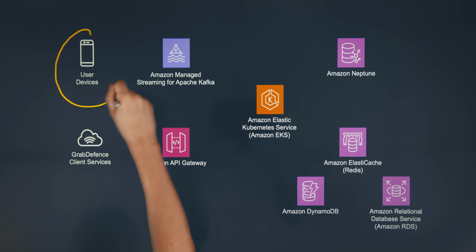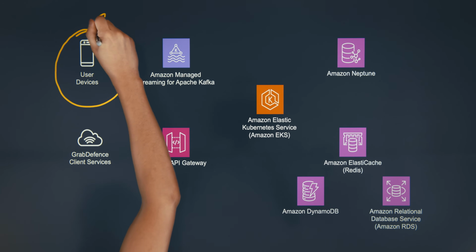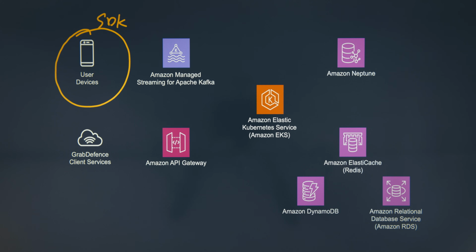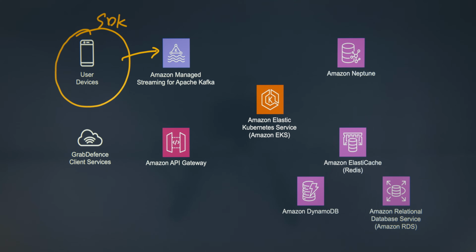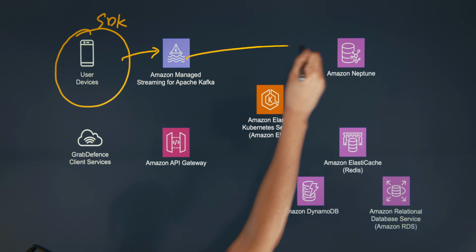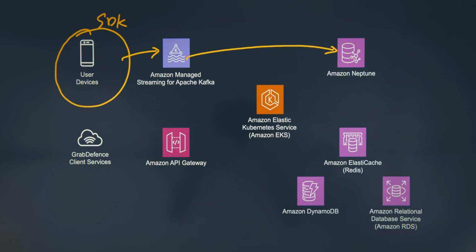Yes, so let me start from this user device here. So GrabDefence has an SDK, which essentially collects a lot of signals from user devices: Wi-Fi, IP address, whether this device has been emulated or spoofed. Then we can send these events, the collected signals, all the way to AWS managed service for Kafka, and all the way to Neptune here, where we can collect all the information, put this into a graph network database, and do the later processing. So you're streaming data into Kafka. Why have you chosen Kafka specifically for this?